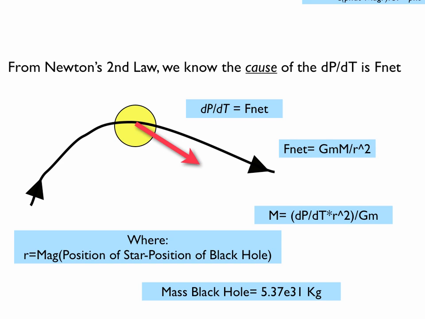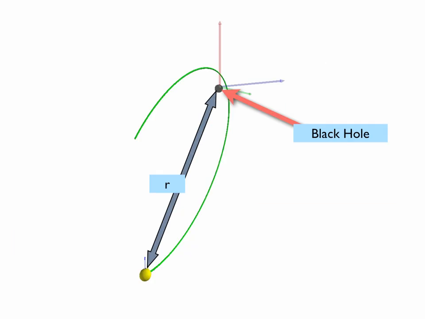Using these calculations and the iterative process in the Python program, the black hole mass was determined to be 5.37 times 10 to the 31st kilograms. This is the graphical presentation from the Python program.